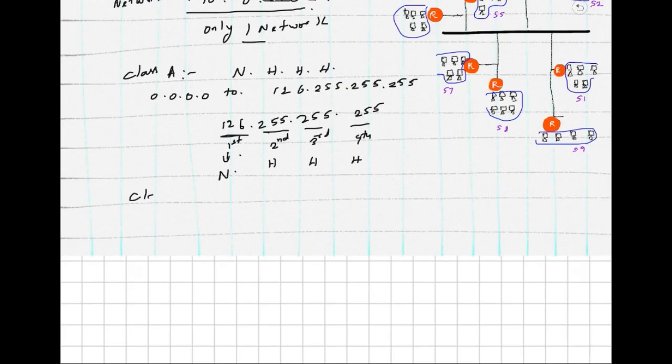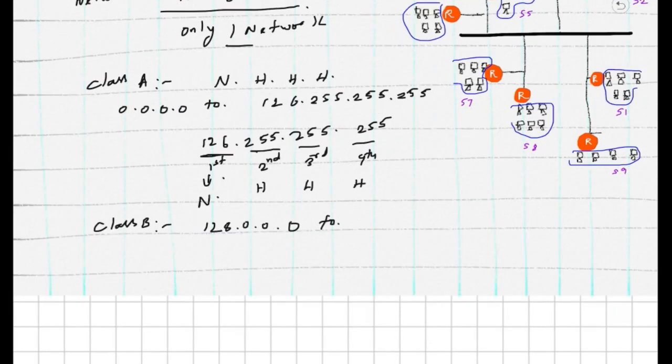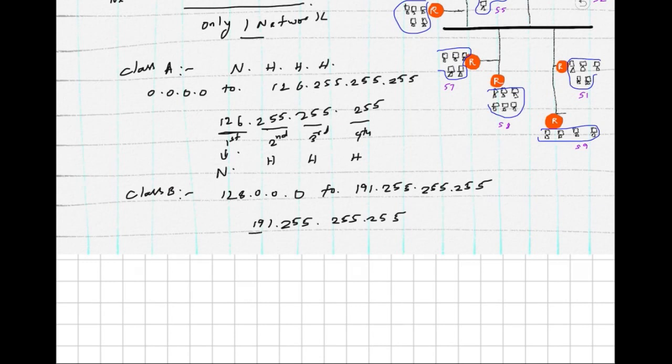And in class B, it starts from 128.0.0.0 to 191.255.255.255. The first two parts, that is the first and the second part, are the network portion. This is the network portion, this is the network portion. And the third and the fourth part are the host portion.